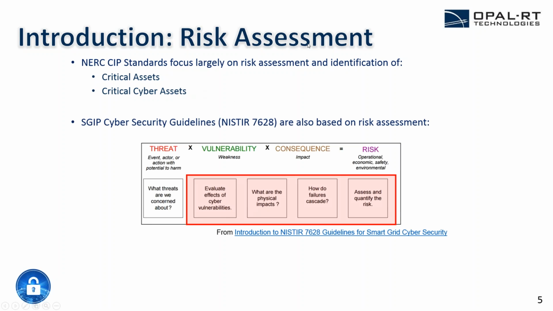And along the same lines, the NIST cybersecurity guidelines for smart grids are actually also based on risk assessment. So if we think of risk as a function of threat, vulnerability, and consequence, and we ask ourselves certain questions: what threats are we concerned about? How do we evaluate the effects of vulnerabilities? What are some of the physical impacts? How do failures cascade? And finally come up with a number.